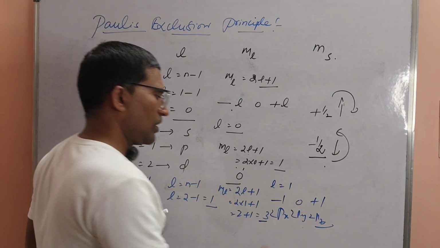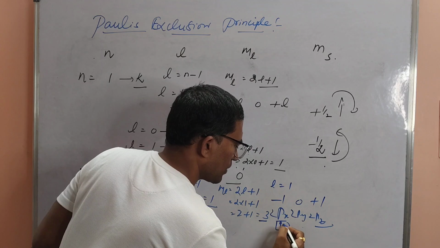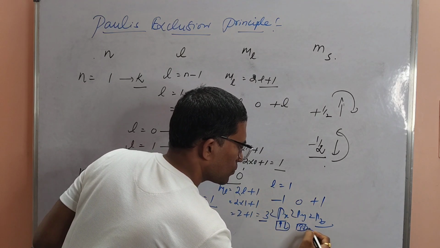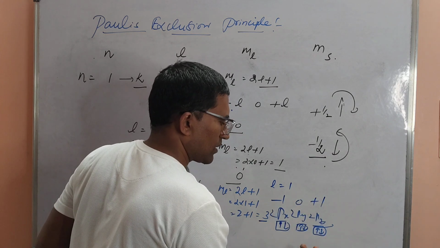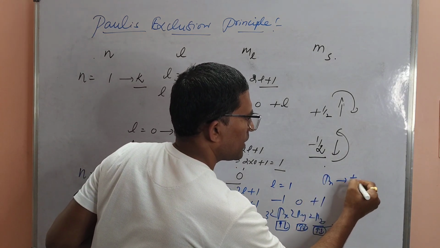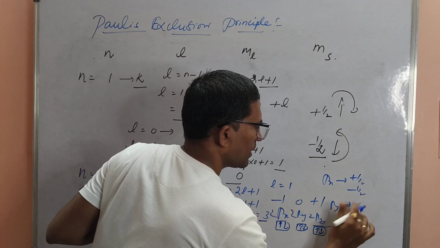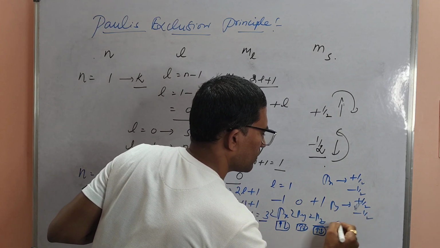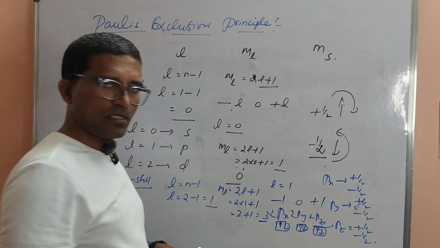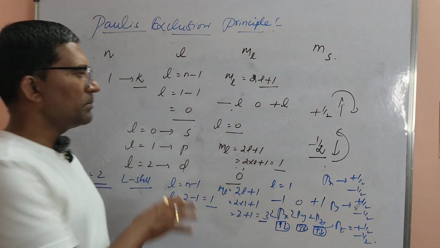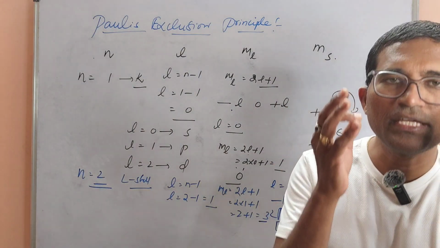Understood? Every p orbital contains 2 electrons. One spins clockwise, one anti-clockwise. For Px, plus half, minus half. Py also, plus half, minus half. Pz also, plus half, minus half. Remember this, very, very important. If you remember all these, then Pauli's exclusion principle is very, very easy.